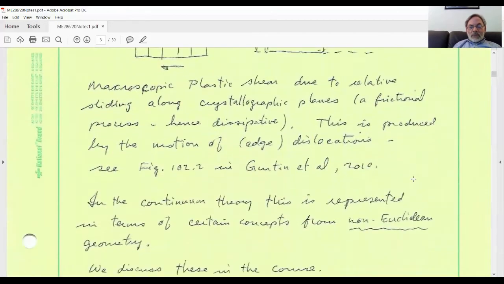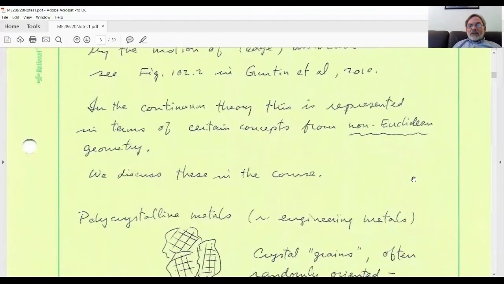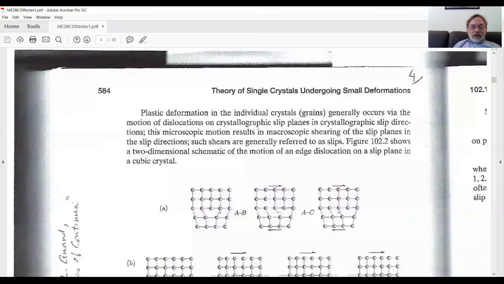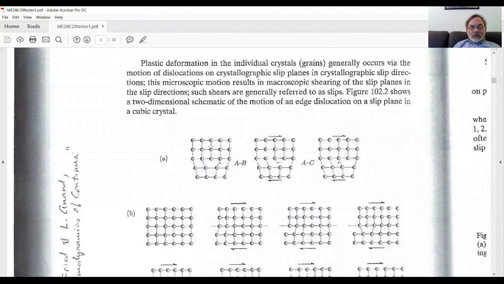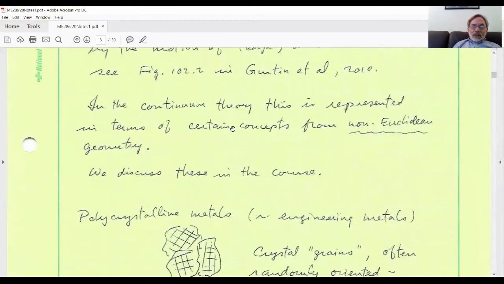Let me now return to the previous slide. In continuum theory, we don't model the discrete dislocations, the discrete atoms and the discrete dislocations associated with them. We model a continuous field of deformation. And in continuum theory, we describe the kinematics of dislocations, essentially, in terms of a non-Euclidean geometry.